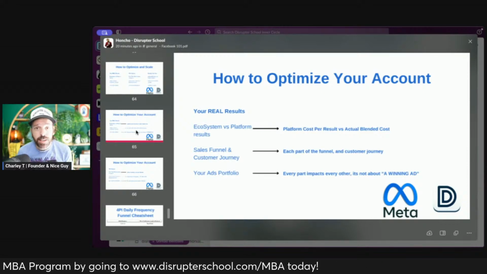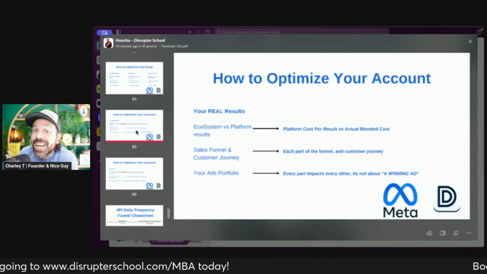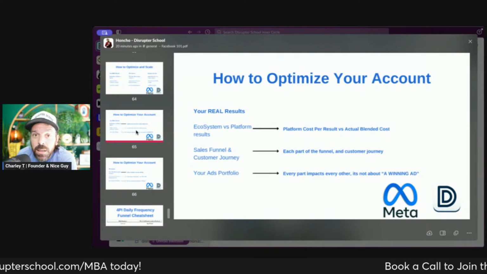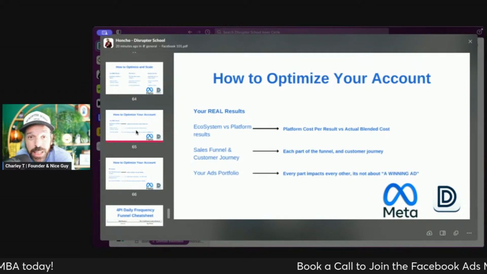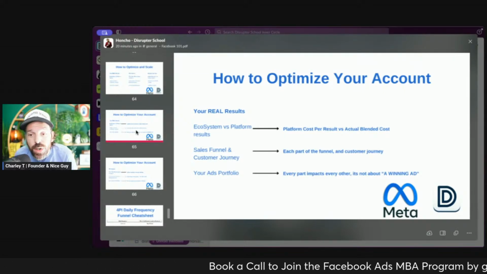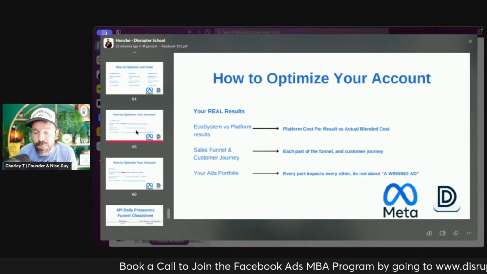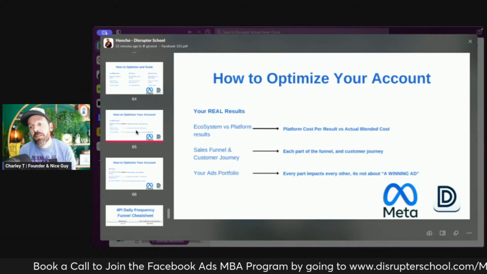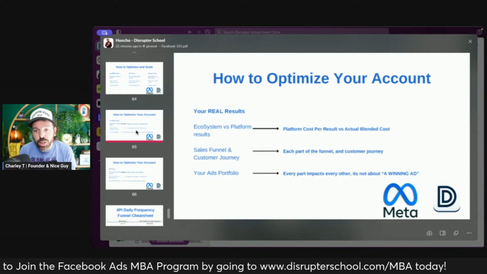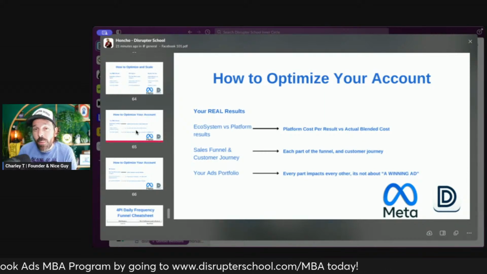They're 100% possible. But if you don't know your actual blended costs, then you have no idea what's actually going on. It means you can't really understand how to optimize what's happening. So let's break down the sales funnel and customer journey so that we can understand each part of the funnel and where we're getting money.